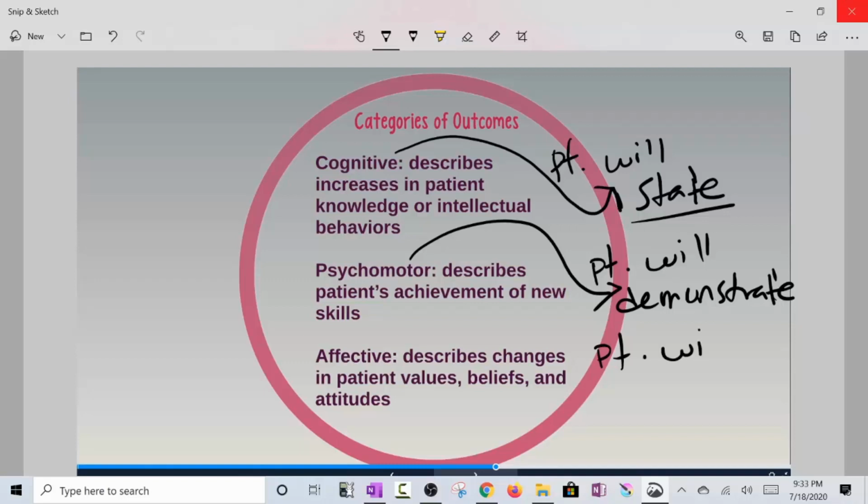Patient will, let's think of an affective one. Patient will describe a change. Hold on, let's go back.